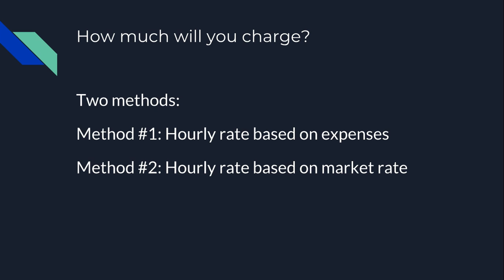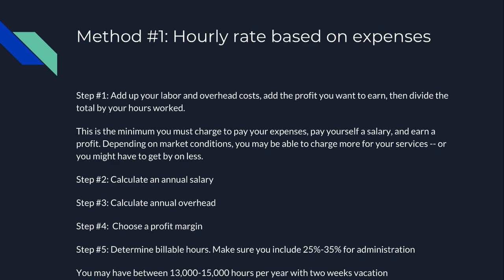The first one is to think about the hourly rate based on the expenses that you have. And the second method is an hourly rate based on market rates. Let's talk about those two quickly. The first one is thinking about what your cost actually is. Step one is to think about what kind of profit you want to make and what your costs are. You've got to get to a break-even number, in other words, your income equals your expenses, and then you add your profit on top of that.